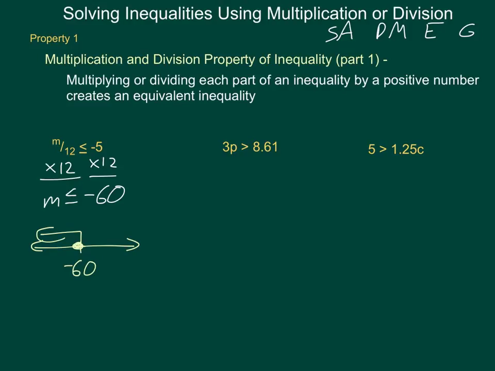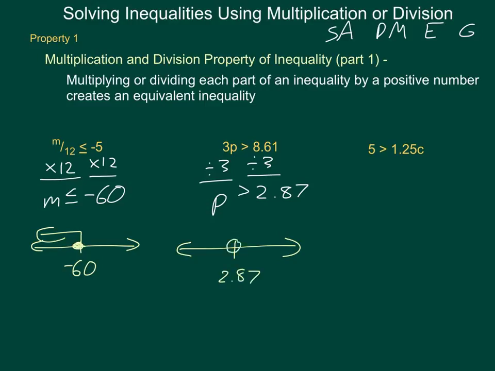Second, 3p is greater than or equal to 8 and 61/100ths. Since I see multiplication, I'm going to divide both sides of my inequality by that value of 3. This tells me that p is greater than or equal to 2 and 87/100ths. So, once again, going to graph this. I have 2 and 87/100ths as the center of my number line. I'm going to use a closed circle, and I want items that are greater than this. I'm moving to the right.